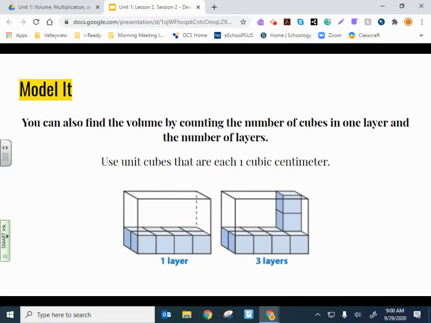Or you can do it another way, trying to find one layer. So we have our first layer here on the left. It's got 1, 2, 3, 4, 5, 6, 7, 8. It has 8 per layer. And then we notice, looking at the right-hand picture, that there's 3 total layers. So we know that's 8 plus 8 plus 8, which also gives us 24. So either technique can be used to get the final answer of 24 cubic centimeters.